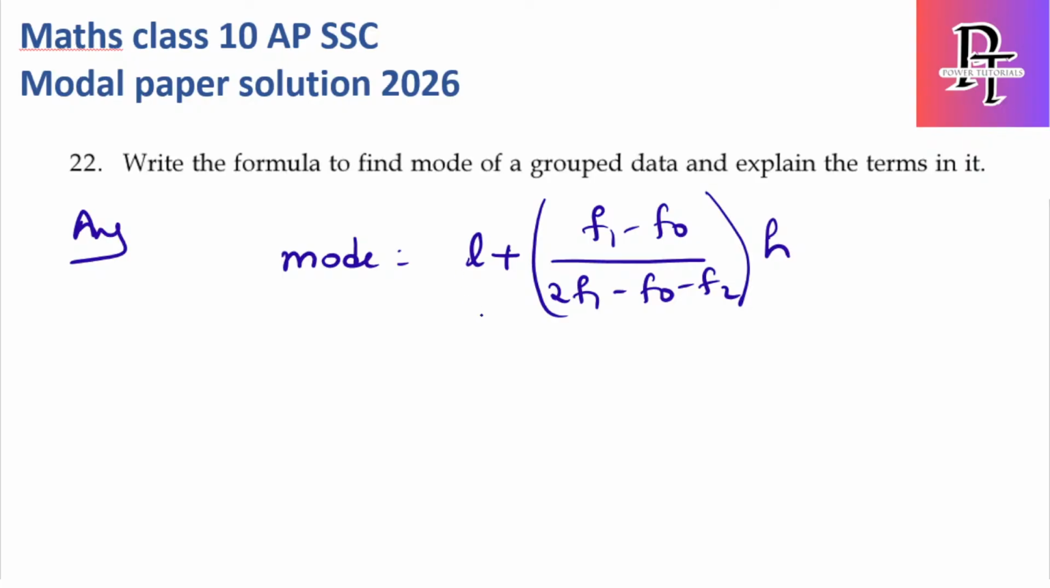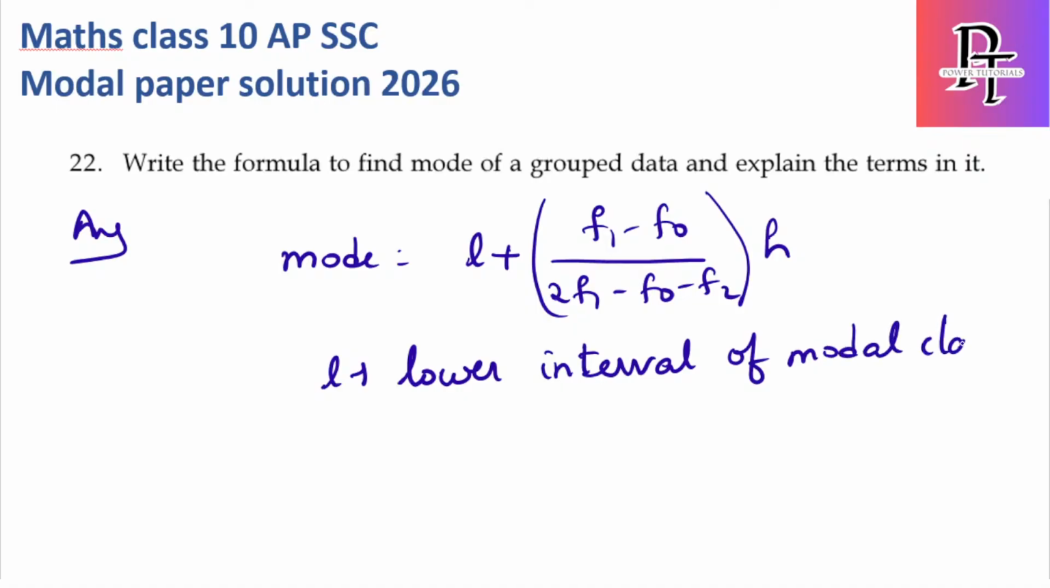Okay, so they're asking the terms, so let's write one by one. L is the lower interval of modal class. So modal class is the one which is having the highest frequency.